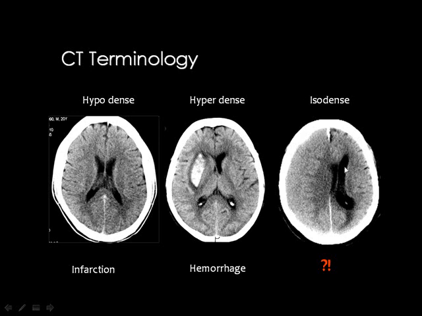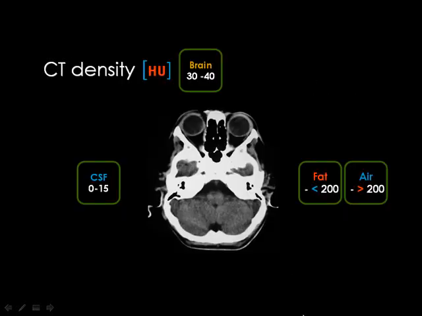But if you see that the right ventricle is compressed and shifted to the left side, then you know that there should be a lesion here that has compressed the ventricle and displaced it to the opposite side. And since you don't see a lesion, you consider it an isodense lesion.